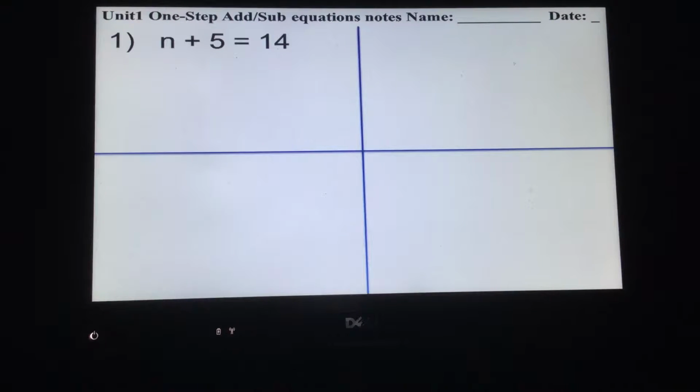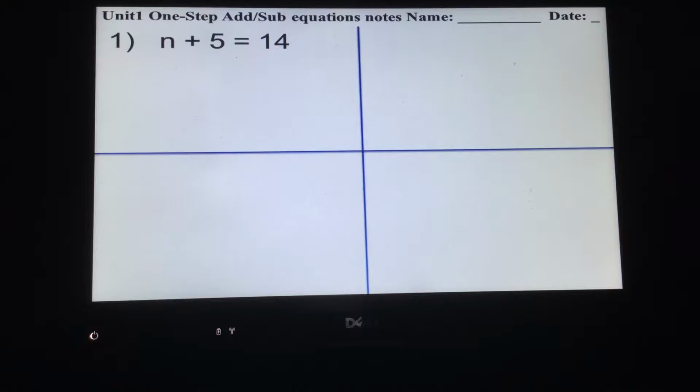Number 1, we have n plus 5 equals 14. Now, the variable n needs to be by itself. When you're solving for a variable, you're getting it by itself. What's making this variable not be by itself is that it's being added by 5. Whatever you have, what you need to do is do the opposite. So since it's n plus 5, the opposite of that is subtracting 5. So we're going to subtract 5.